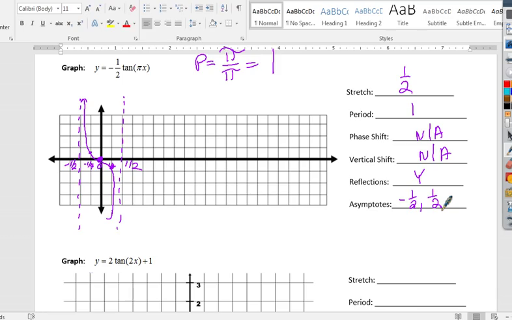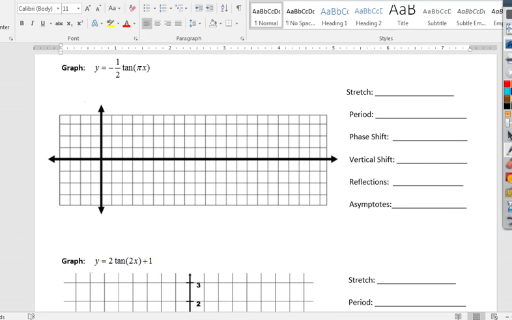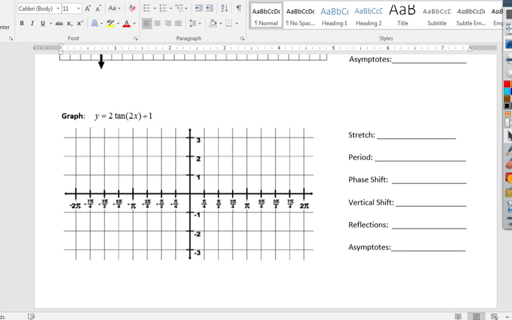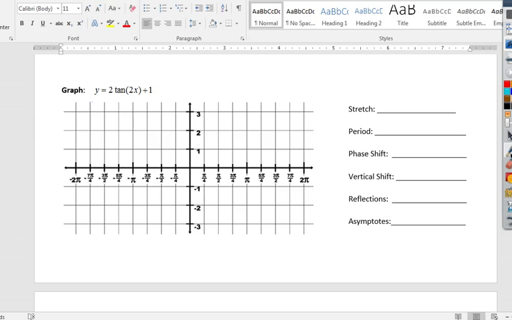Okay, one last one with the tangent curve. And we will be looking at one that has a lot of stuff going on. So let's first fill out our piece here. So I see that I have a stretch of 2. It does have a period change again because there's a coefficient in front of the x. The normal period for tangent is pi, dividing it by the coefficient, which means the period's going to be pi/2. It does not have a phase shift. We have no plus or minus inside the parentheses, so there is no phase shift.